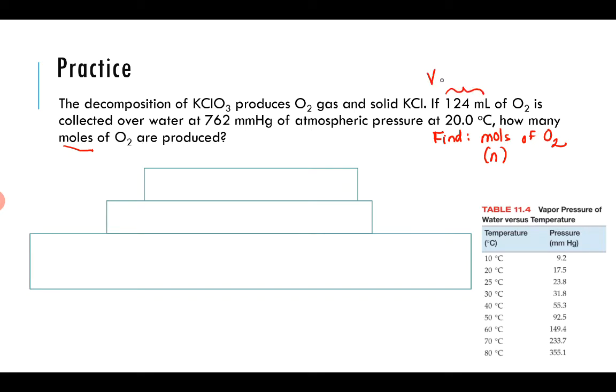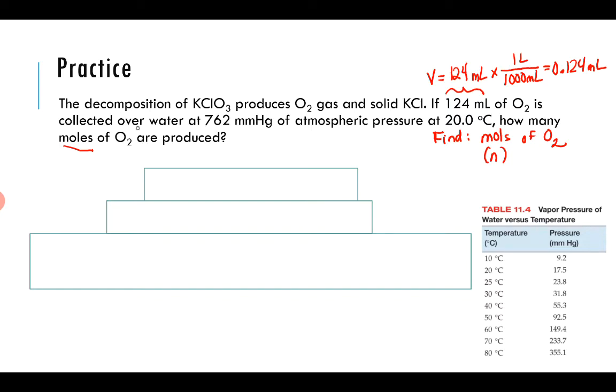Milliliters is a unit of volume. And my R values are always in liters. And so I'm going to convert that to liters. There are 1,000 milliliters in 1 liter. And so that is 0.124 liters.